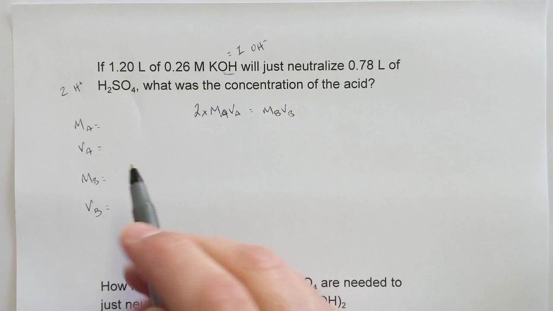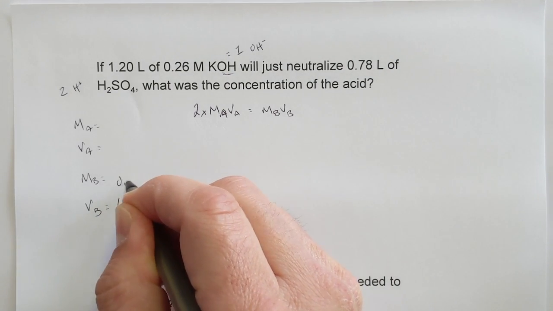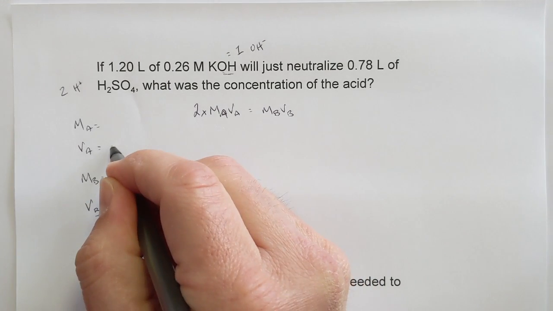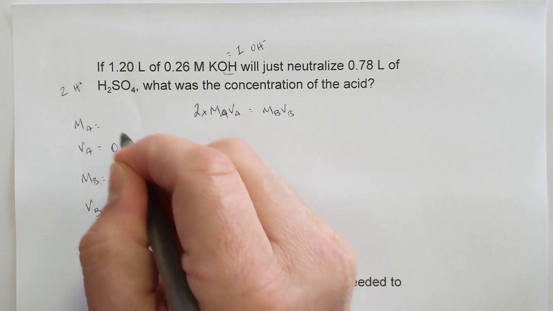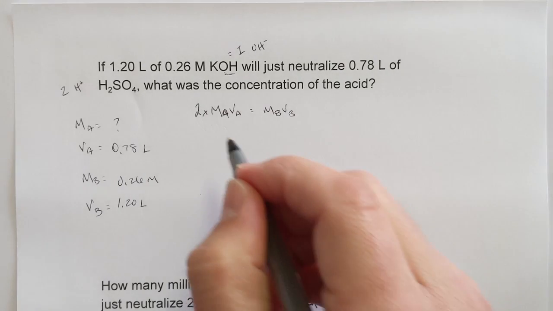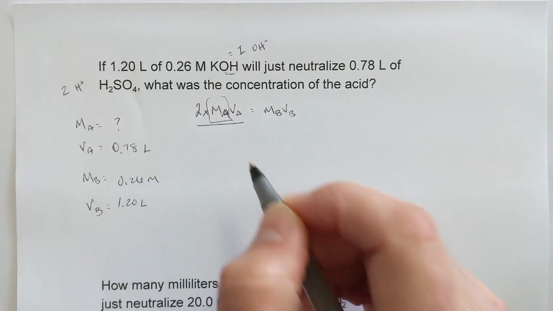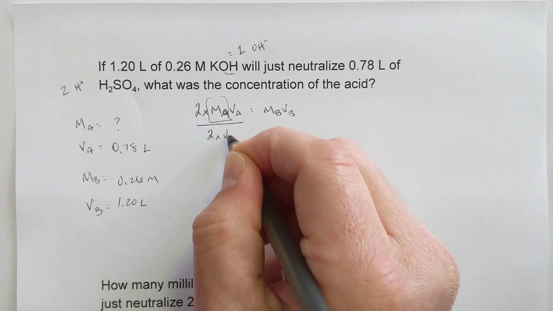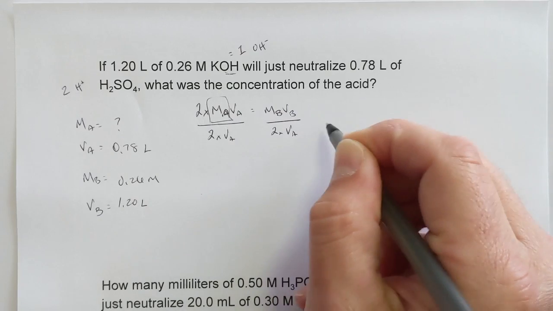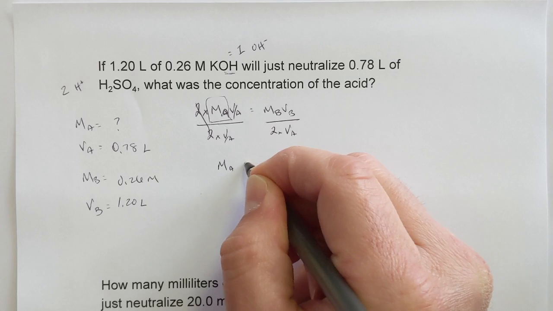This is our base, we recognize by the hydroxide. It's 1.20 liters, 0.26 molar. And the acid is 0.78 liters, and we aren't sure what the concentration would be. So how do I find MA then? I'm going to divide by 2 times VA. Those will cancel, which leaves us with the molarity of the acid.